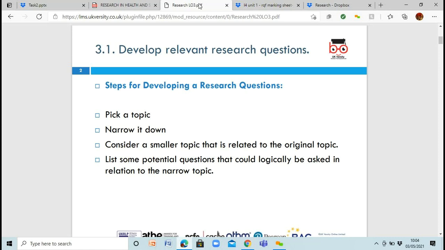Within that topic, maybe narrow it down to something that is more doable, which is easier for you, depending on the time you want to spend on it. So maybe have a sub-task within it. So consider something that's smaller within your original topic. So rather than looking at the effects of fibromyalgia in everybody in general, maybe look at a particular age group or a particular ethnicity.